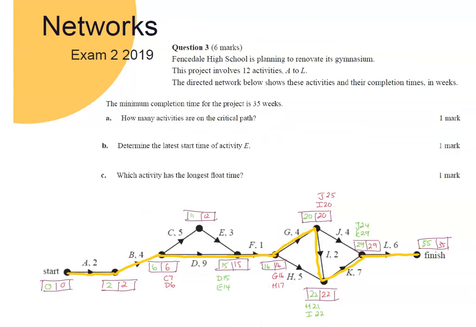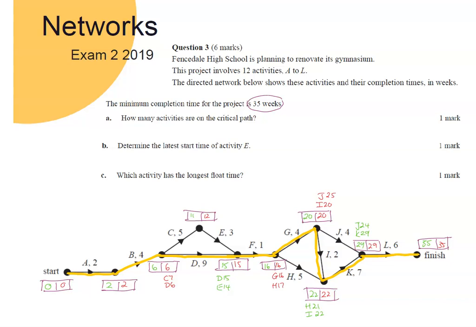Okay, so now looking at question 3, we've got Fenstale High School is planning to renovate its gym, and the project involves 12 activities, and we've got our directed network below, with our completion time in weeks. So letting us know that the minimum completion time is 35 weeks. Okay, so it's nice to note so that when you do your forward and backward scan, you know that you're on the right track if you end up with 35 as your finish time.